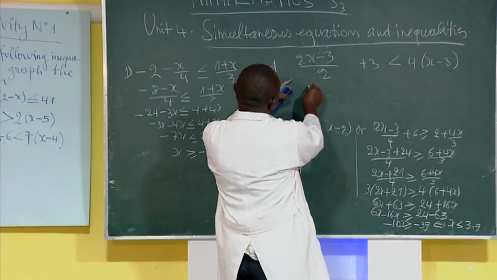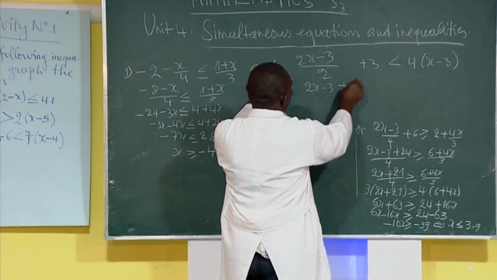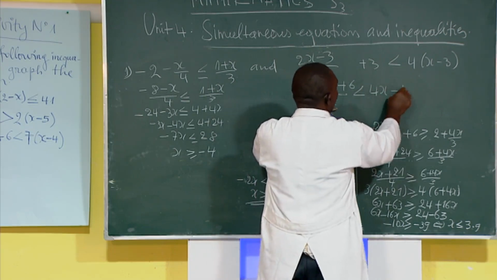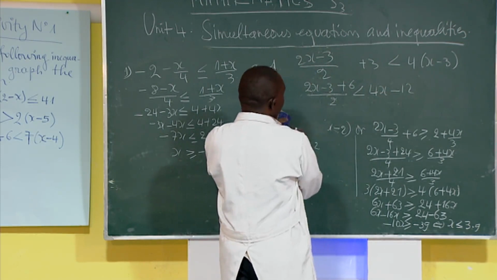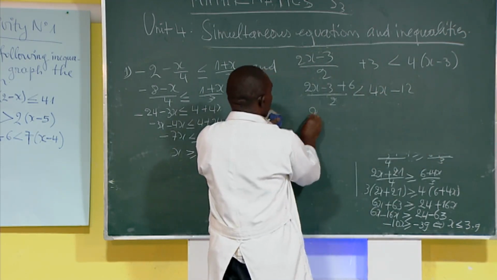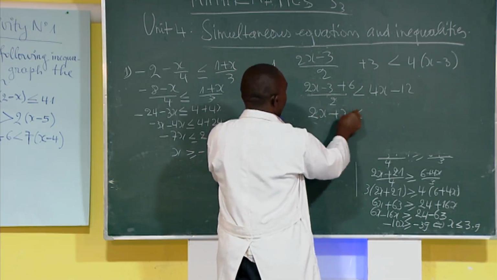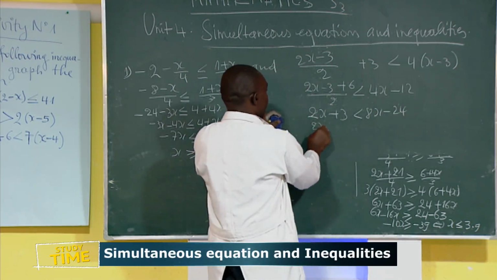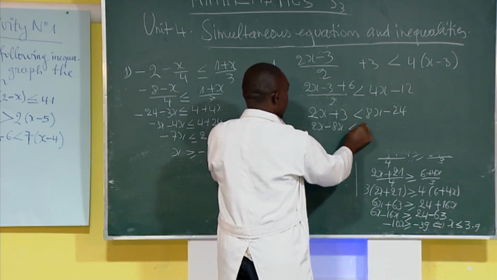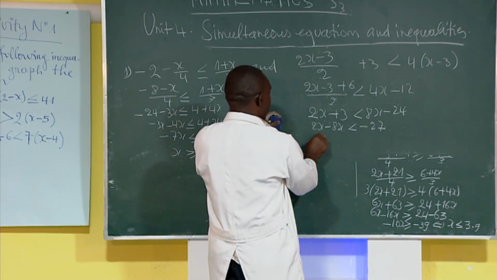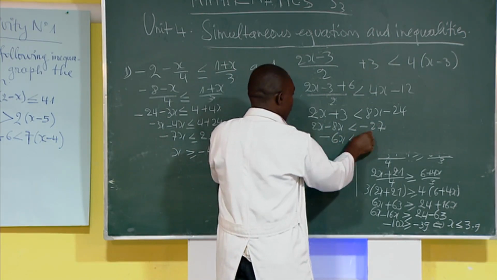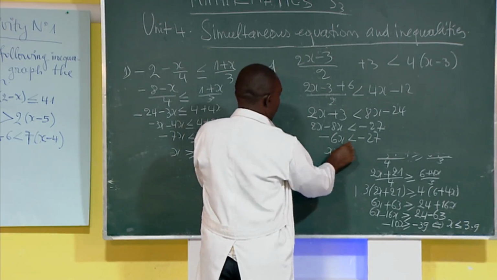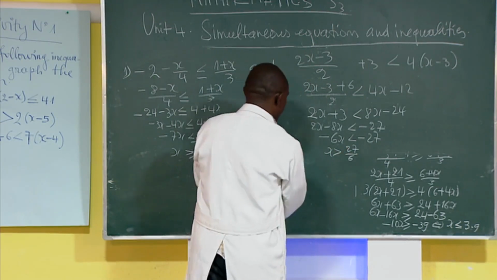At this one, we have (2x minus 3 plus 6) divided by 2 on common denominator, which is less than 4x minus 12. By cross multiplication, we'll have 2x plus 3, which is less than 8x minus 24. 2x minus 8x is less than minus 27. Minus 6x is less than minus 27. Then x will be greater than 27 divided by 6.